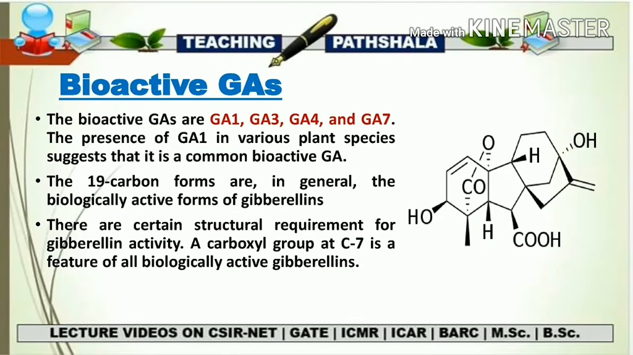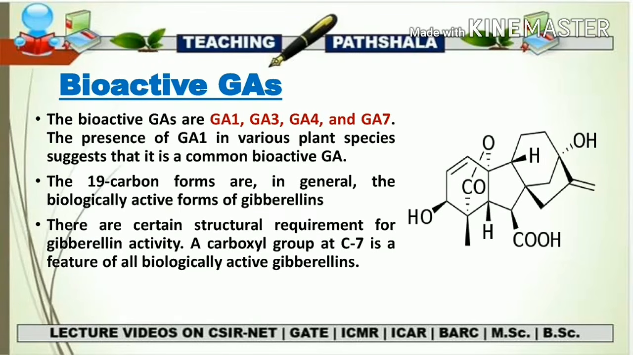So now you understand the overall criteria for why some are biologically active and why some are not. In the figure you can see the location of the carboxyl group, that is on carbon 7. If there is a presence of this carboxyl group on carbon 7, then obviously it will be regarded as a biologically active gibberellin. The main thing you have to remember is the different types of bioactive GAs, that is GA1, 3, 4 and 7. They are the bioactive gibberellic acids.